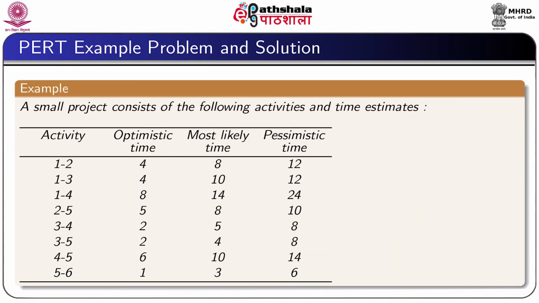Let us now consider another example. A small project consists of the following activities and time estimates. Activity 1, 2, 1, 3, 1, 4, 2, 5, 3, 4, 3, 5, 4, 5 and 5, 6, and their corresponding optimistic time, most likely times and pessimistic times are given as shown in the slide.